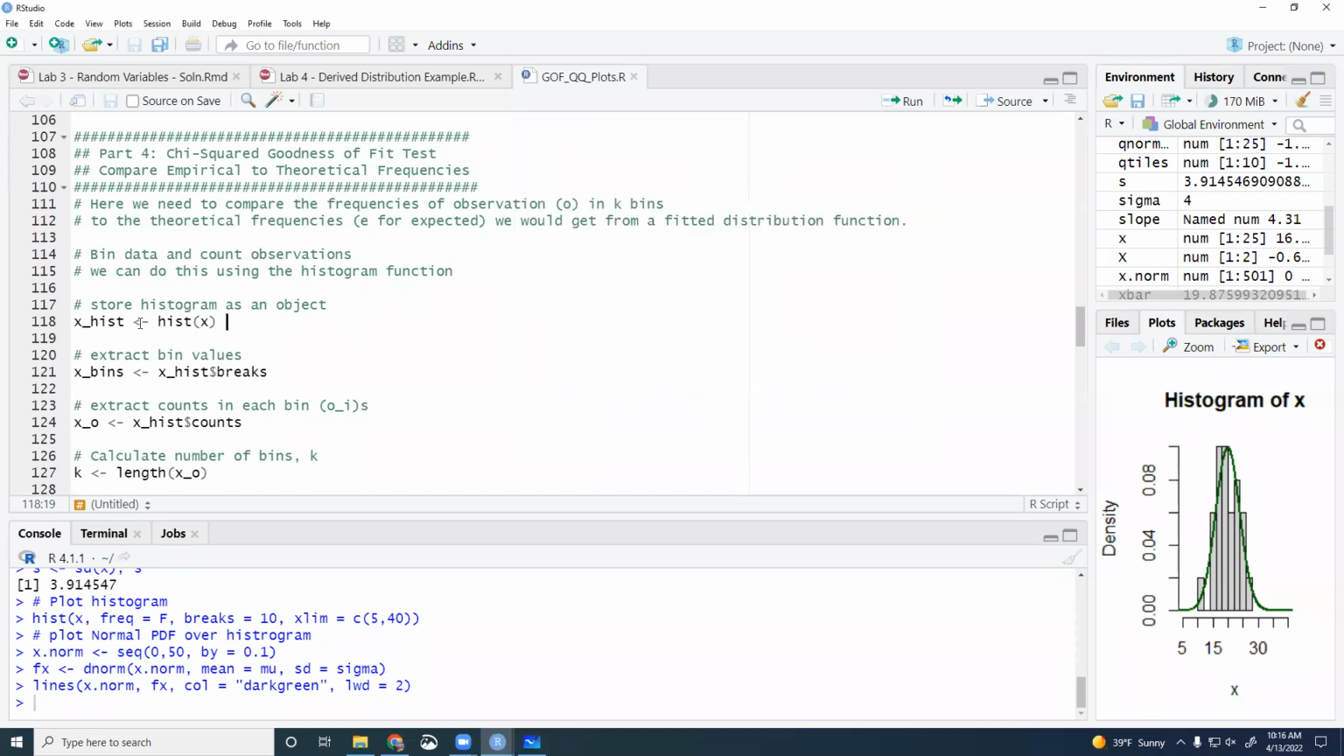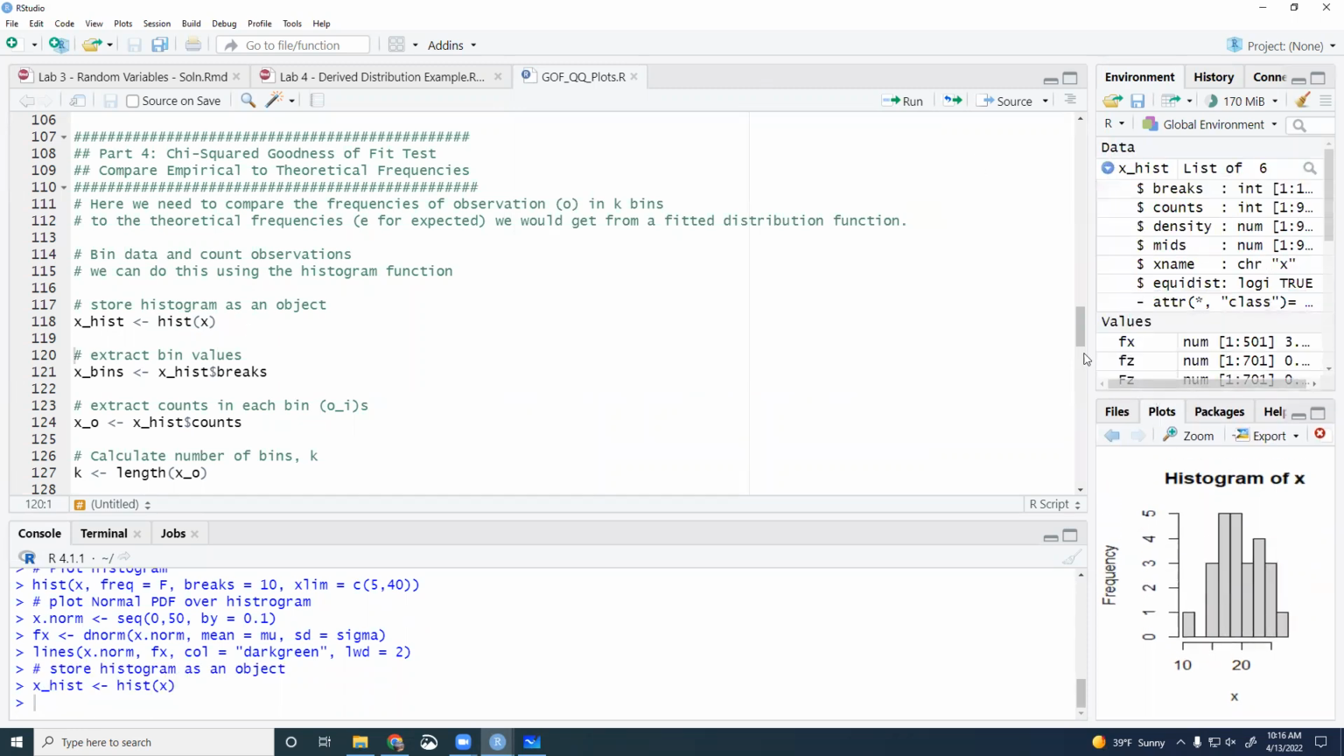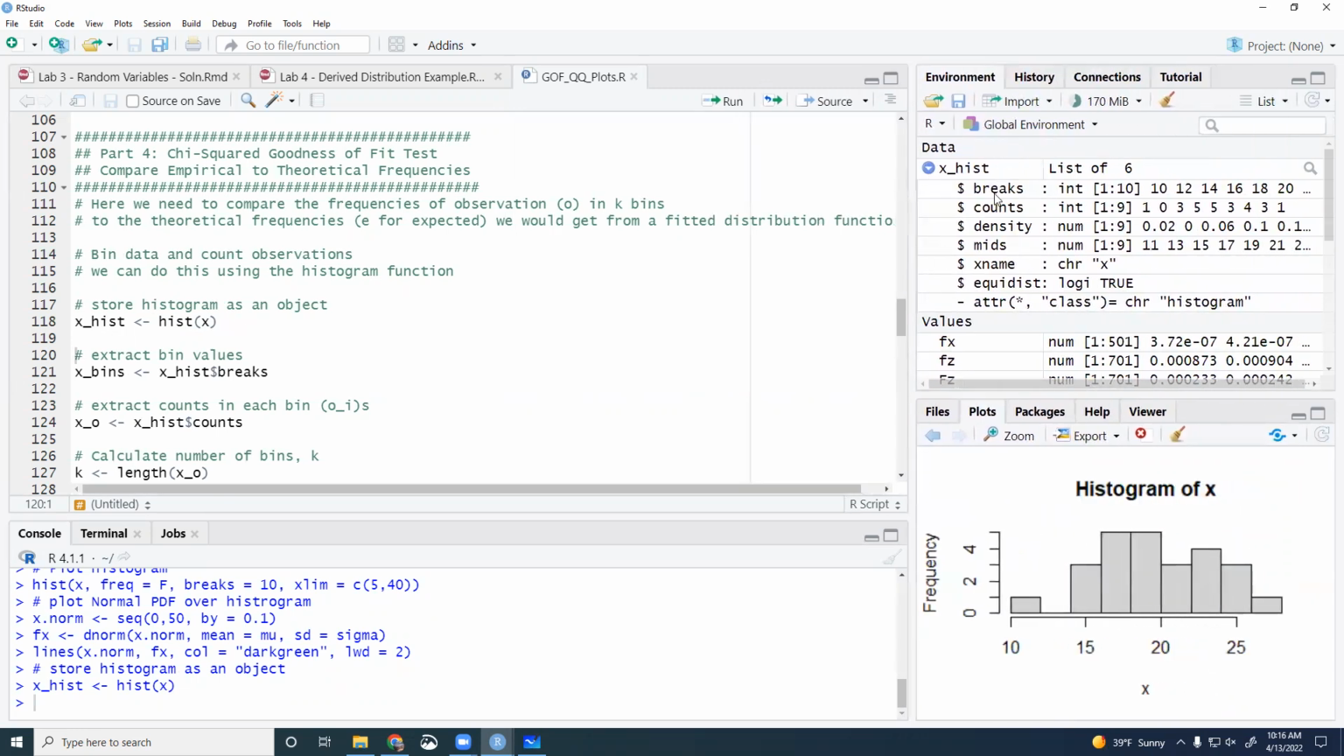So the first thing we'll do is create an object that stores the histogram. It's not going to plot it. I'm calling that X hist. I'm just saying, run a histogram on X, which is our sample, and store it as a histogram. So if you look at that, we get this object over here, and it's got the breaks, which is a vector of just where we're breaking the data for the bins. It counts the number of observations in each bin, density, midpoints, etc.